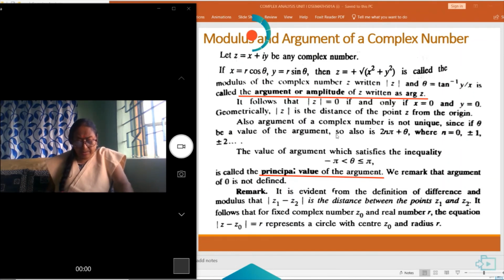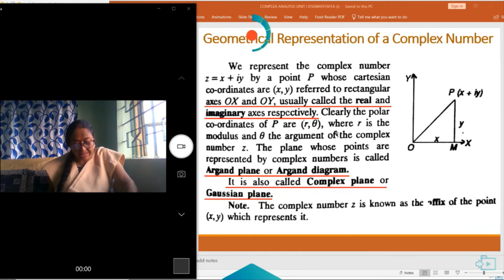Now, the geometrical representation of a complex number. We plot a graph for (x, y) for real numbers, but here the x-axis is for the real number and the y-axis is for the imaginary number. This plane is called the Argand plane or Argand diagram, if we plot x on the x-axis and y on the imaginary y-axis.